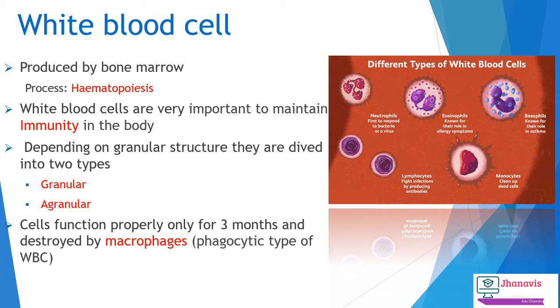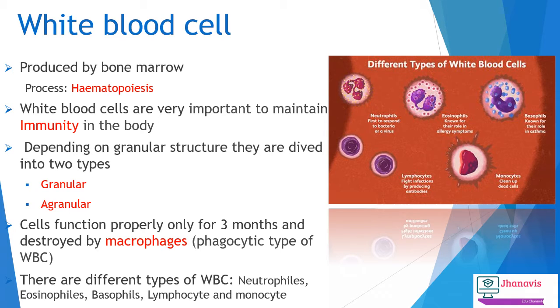So monocytes clean up the dead cells. Monocytes will later convert into macrophages and eat the cells with the process of phagocytosis. So remember, WBCs fight for immunity. There are two types, granular and agranular. Granular are of three types: neutrophils, eosinophils and basophils. Each has its own role to play.